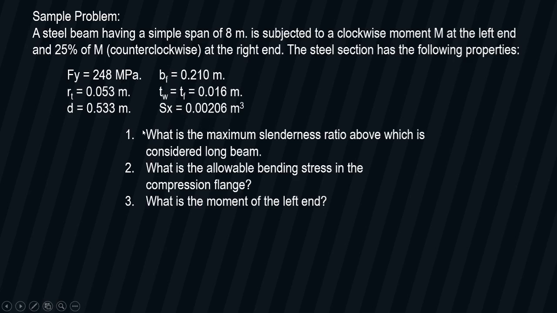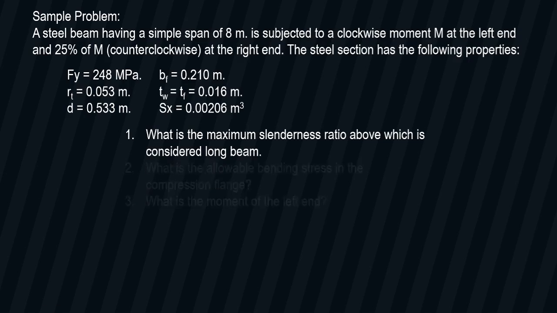So we are to find for the maximum slenderness ratio above which the beam is considered a long beam. That's for number 1. Number 2, the allowable bending stress. And the last is we are to find for the moment at the left end. So eventually we will need to solve for the value of M here.